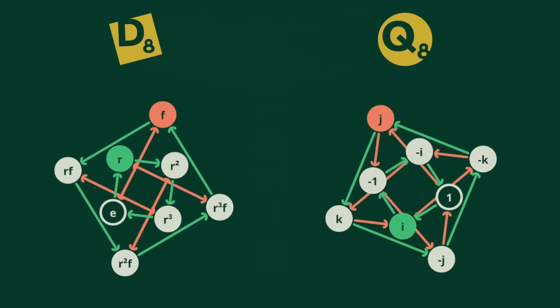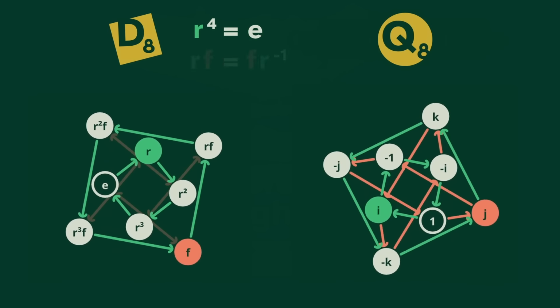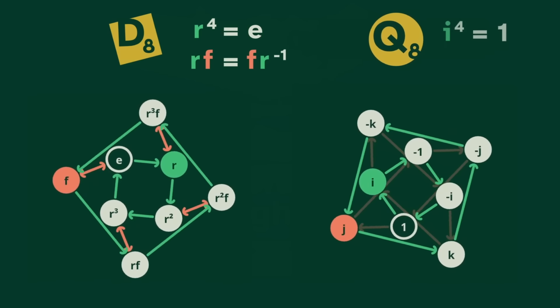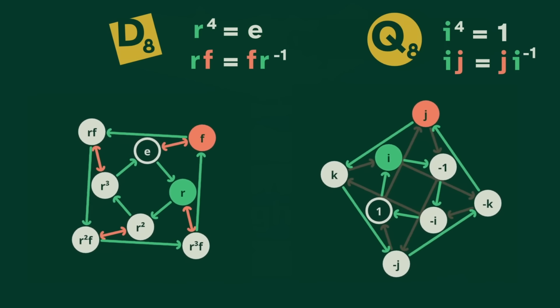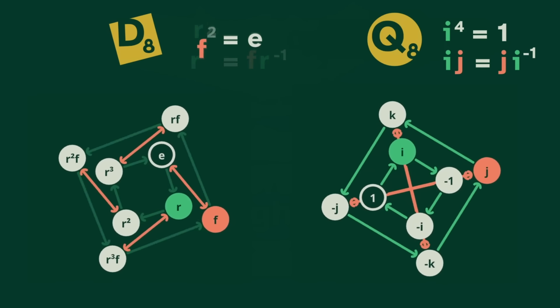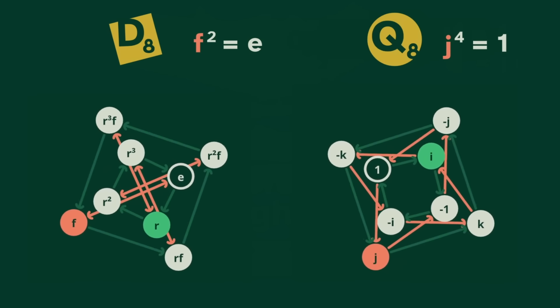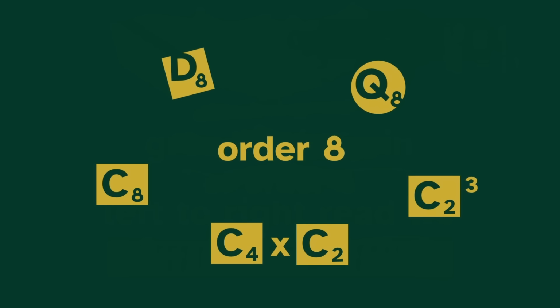The diagrams look similar. D8 has rotation, which makes a 4-cycle, and the flip inverts it when they swap. Q8 has I, which makes a 4-cycle, and then J inverts it when they swap. The big difference is that flip squared is neutral, while J has to go to the 4th power to be neutral. So those are all the groups of order 8.